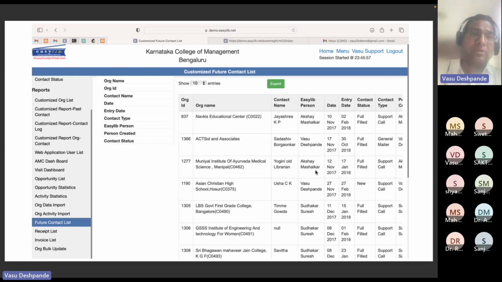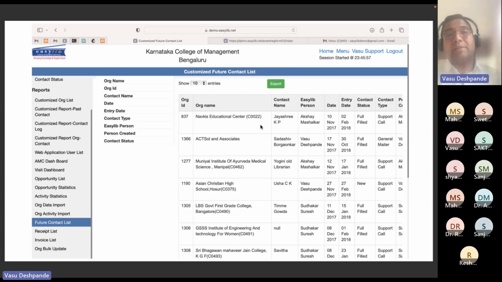So it's a part of the counseling process. Entire counseling activities can be tracked within the Easylib system. The application that I'm showing today is a fully ready application, right? It's a fully ready application. You just have to feed in the data. If you feed in the data of the students, it becomes the student relationship management. If you feed in the data of the companies, it becomes the company relationship management system.